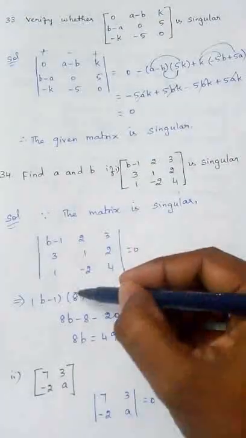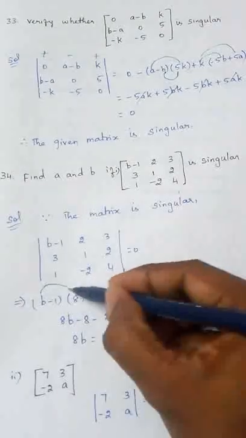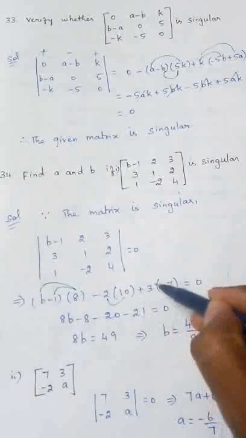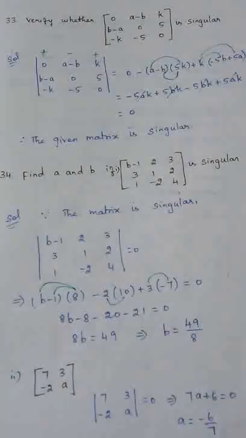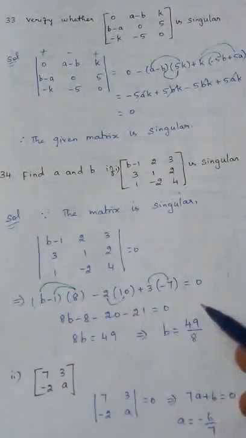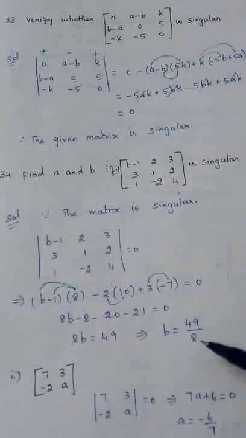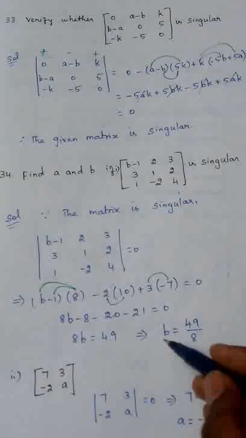Just take 8 inside. 8b minus 8, minus 20, minus 21. So take all the numbers to the other side and you will get 49. So b is equal to 49 by 8. So the b value we found out.